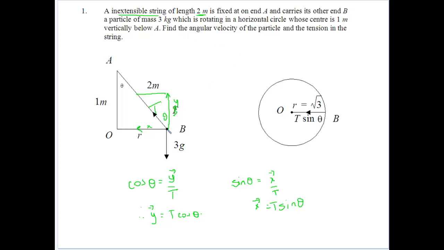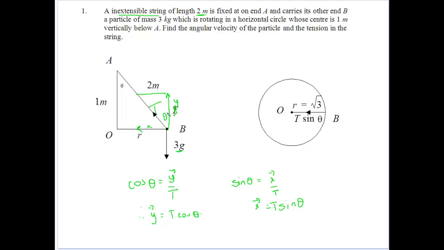of mass 3 kilograms at that, and it's rotating in a horizontal circle, which is 1 meter below the position A. So there's the circle rotating around there, 1 meter there. So we want to find the angular velocity of the particle and the tension in the string. So what we basically have to establish, we've got the tension going up in the string. We've got mass times gravity, so that's where the 3 times g comes from, because mass is 3.